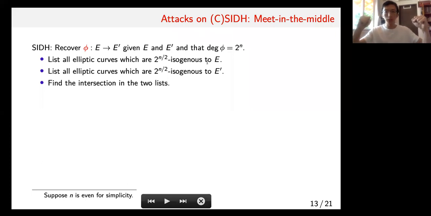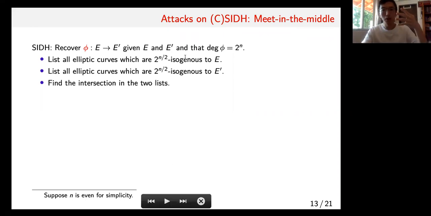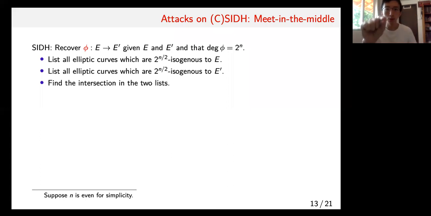So you have E prime. You're going to list all these things. All these are going to be your neighbors, which are 2^(n/2) degree isogenous away. And you're going to do the same for E prime. And you're hoping that when you populate these two lists, there's an intersection in the lists. And once you find an intersection, all you have to do is use that point to go back to E and to E prime, and you have found a path in between E and E prime. So this is the basic attack.